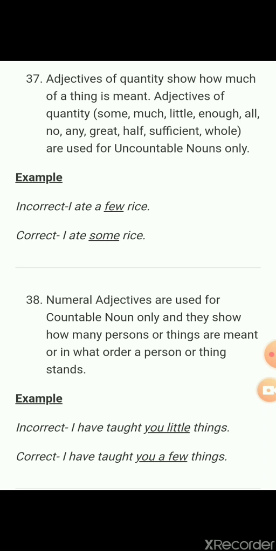Look at the example. "I have taught you little things." "I have taught you a few things." Few things means some concepts. If I say that, I can count that: adjective, adverb, subject verb agreement, and tenses also. So these all are countable. So a few will come with countable, and little will come with uncountable scenarios.